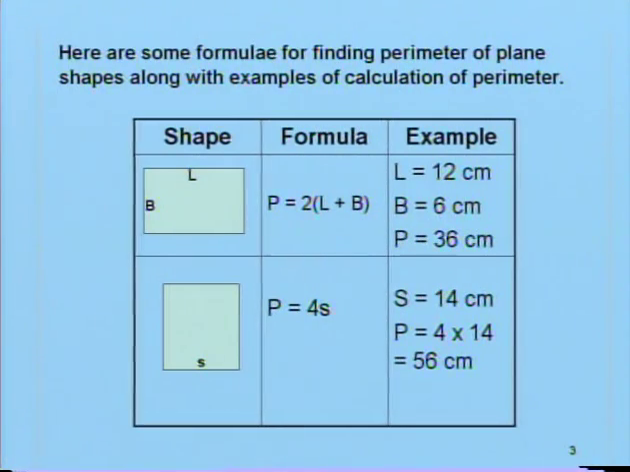If you're given that L is equal to 12 cm and B is equal to 6 cm, the perimeter is equal to 36 cm. That is 12 plus 6, which will give us 18. Double 18 will have 36. So the perimeter is 36 cm.